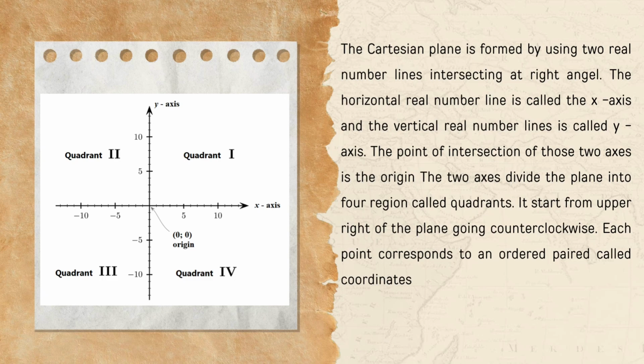The two axes divide the plane into four regions called quadrants. As you can see in the pictures, we have quadrant 1, quadrant 2, quadrant 3, and quadrant 4. It starts from the upper right of the plane going counterclockwise. Each point corresponds to an ordered pair called coordinates. Meaning to say, if we plot a point in the Cartesian plane, we have coordinates.